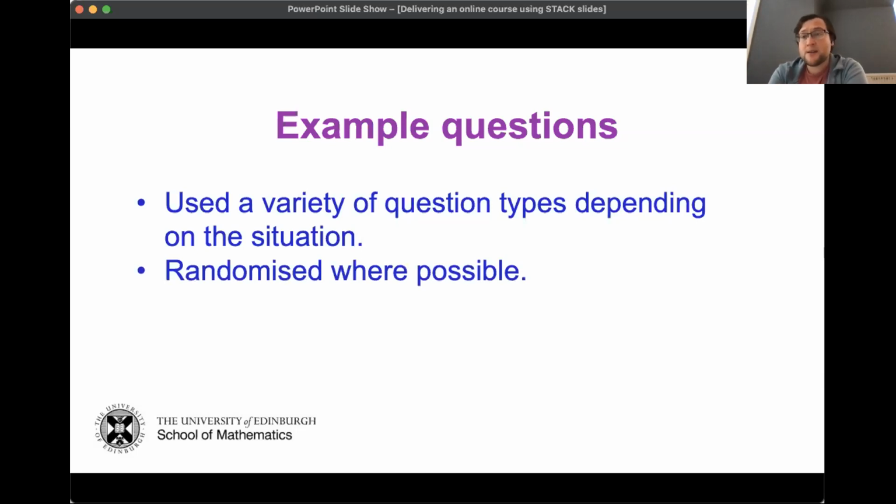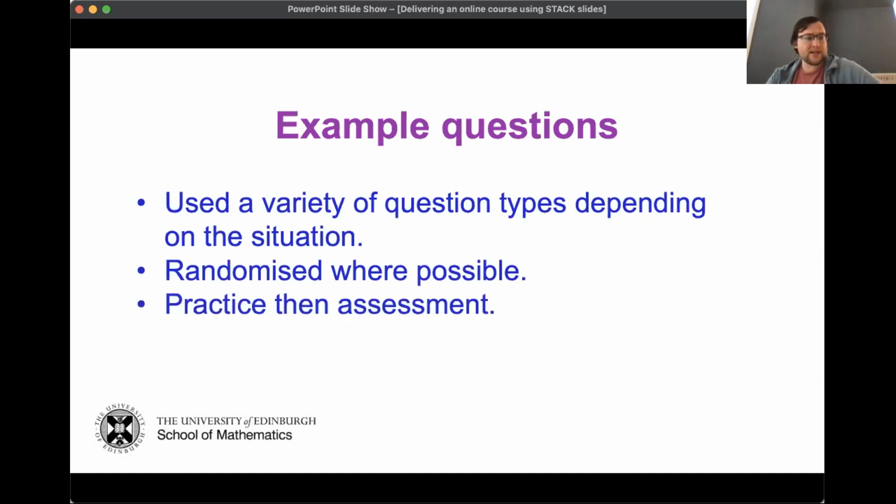Another key thing is that these were randomized where possible. The idea behind this was to try and give the students as much practice as they could every week, to try and get them actively solving problems and actively doing the maths.